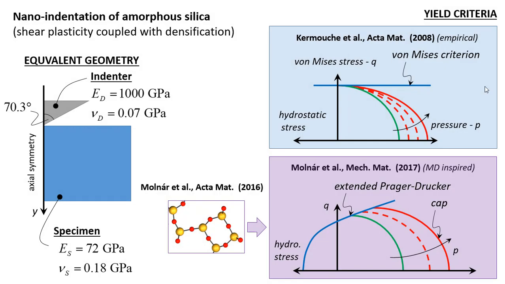To conclude, in this tutorial we saw how to model nano-indentation, so the plastic deformation of amorphous silica with an equivalent geometry. We compared two different yield criteria, one empirical, when the cap itself stays in place, however the maximum pressure value increases, or another one which was inspired by atomic scale simulations, when the cap moves, so less densification can appear.